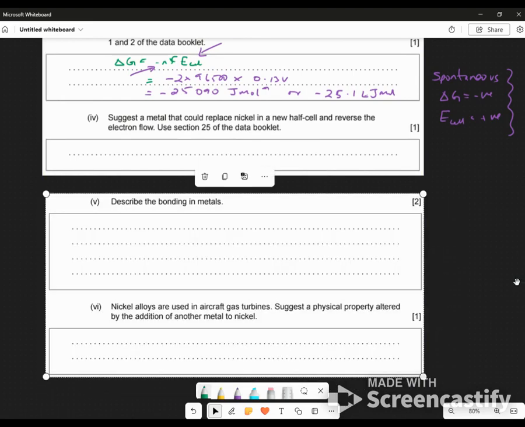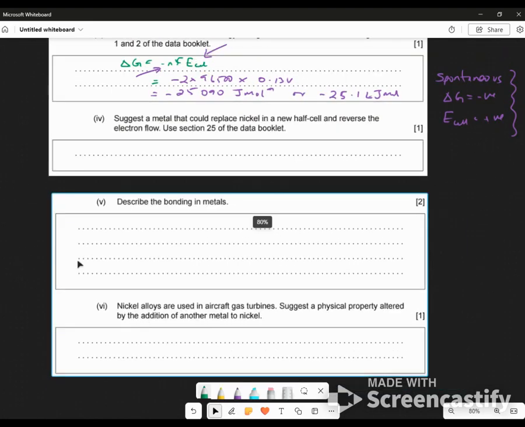And there we go. Describe the bonding in metals. Right, now I'm going to cheat here. Let's get that smaller. I'm trying to look for the answers here because I want it to be quite nice. Here we go. This is what the answer scheme says. It says electrostatic attraction. Yeah, I guess so. Electrostatic attraction. Certainly is that, isn't it?